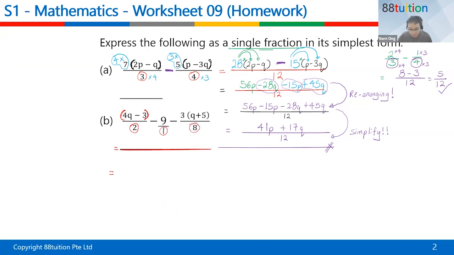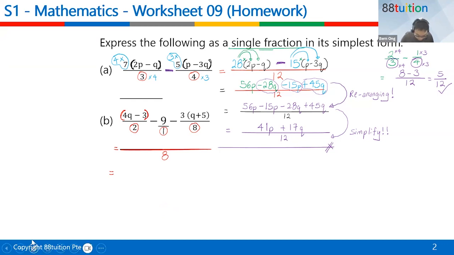What is the common denominator? What is the lowest common multiple? 1 timetable, 1, 2, 3, 4, 5, 6, 7, 8. 2 timetable, 2, 4, 6, 8. 8 timetable, 8. So the lowest common multiple is 8.